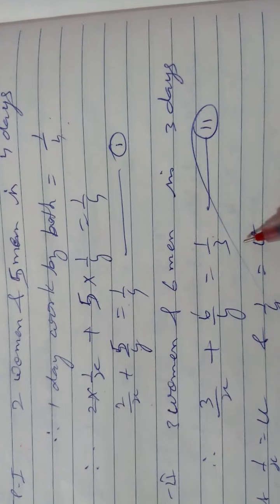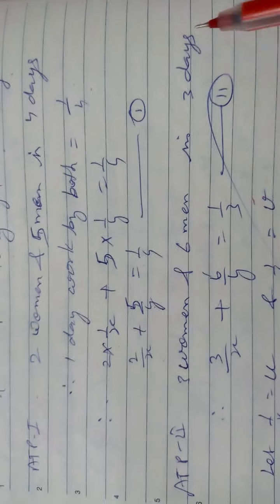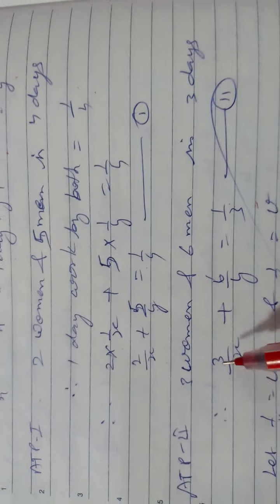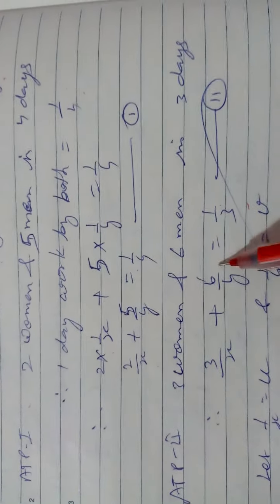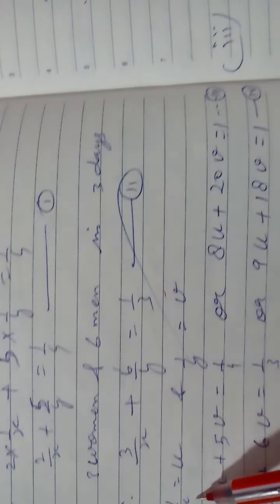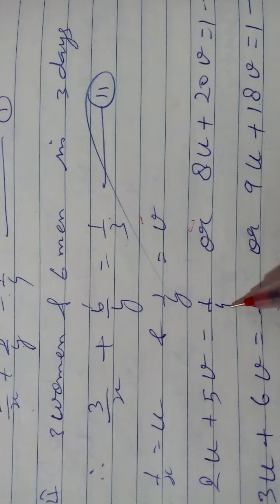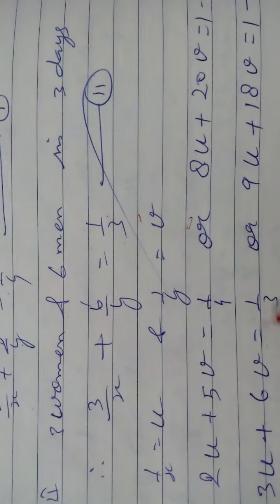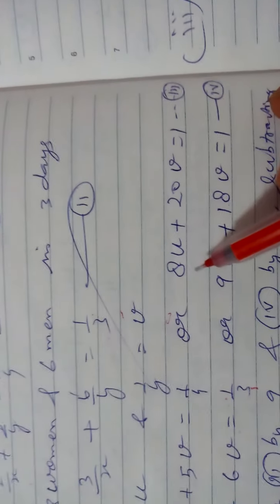Similarly, 3 women and 6 men: 3 upon x plus 6 upon y is equal to 3 days, which means 1 upon 3 part. Not 3, don't write 3 here. It is the part of the work done by 1 person, so 3 women and 6 men together do 1 by 3. Now apply the previous rule: 1 upon x is u, 1 upon y is v. You are getting 2u plus 5v is 1 by 4, and 3u plus 6v is 1 by 3. Cross multiply, remove the fractions.